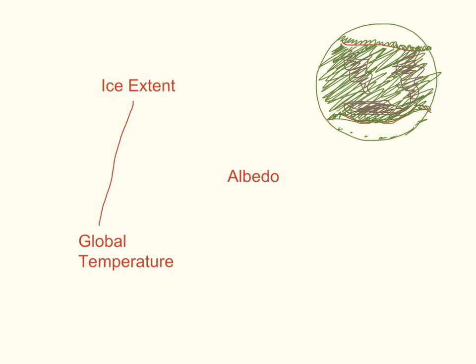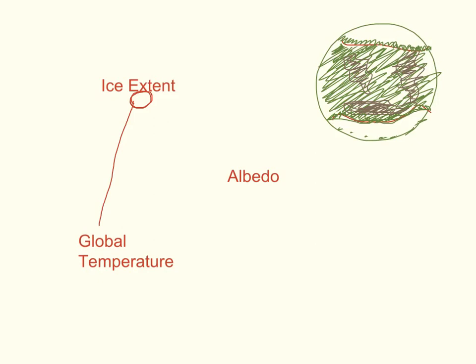So increases in global temperature would lead to a decrease in ice extent, and I'm going to denote this by an open circle, which indicates a negative coupling between global temperature and ice extent. What that basically means is that as global temperatures go up, ice extent goes down. So they're going in the opposite direction. And we could use the same rule: as global temperatures go down, ice extent would go up. So they're going in opposite directions, and therefore it's a negative coupling.